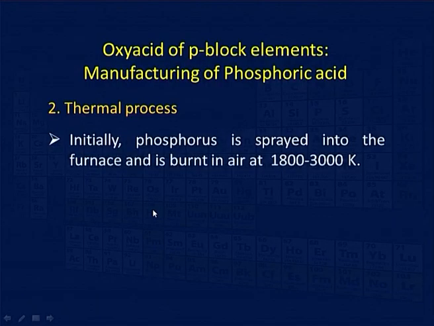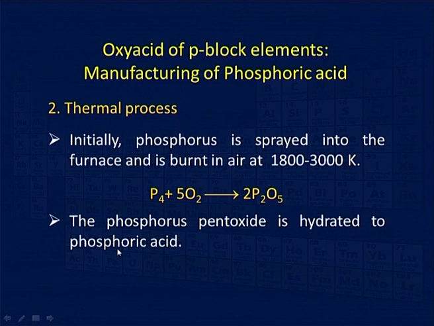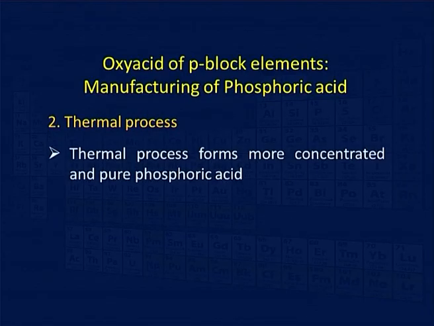Initially, phosphorus is sprayed into the furnace and is burnt in air at 1800 to 3000 Kelvin, that high temperature. This is the way how it is getting burnt in the furnace. This forms phosphorus pentoxide. The phosphorus pentoxide is hydrated and this phosphoric acid is being obtained. This phosphorus pentoxide is hydrated to phosphoric acid, somewhat similar to the previous process, but it is due to the burning of this phosphorus in the process at high temperature, that is why it is known as the thermal process. Thermal process forms more concentrated and pure form of phosphoric acid as compared to wet process.